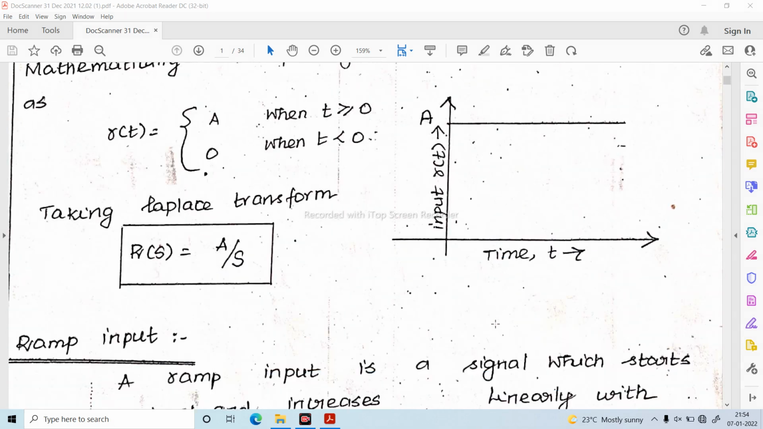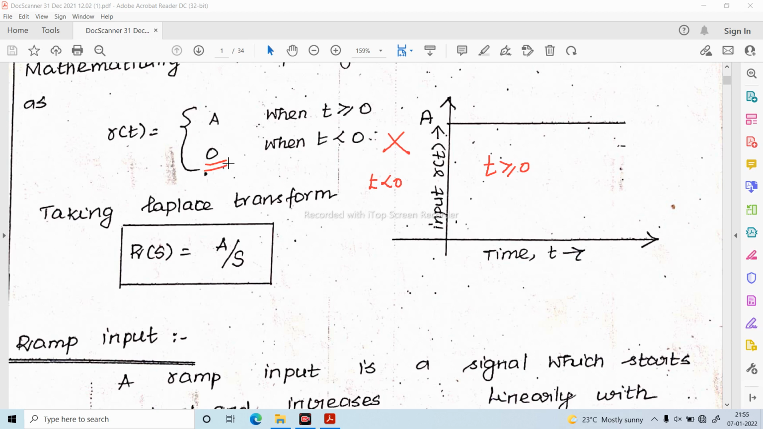Now we are going to see the graphical representation of the standard step signal. The value changes from 0 to another value, that is A. So input R of t is equal to A when t is greater than or equal to 0. And when t is less than 0, is there any step signal? No. So R of t is equal to 0.